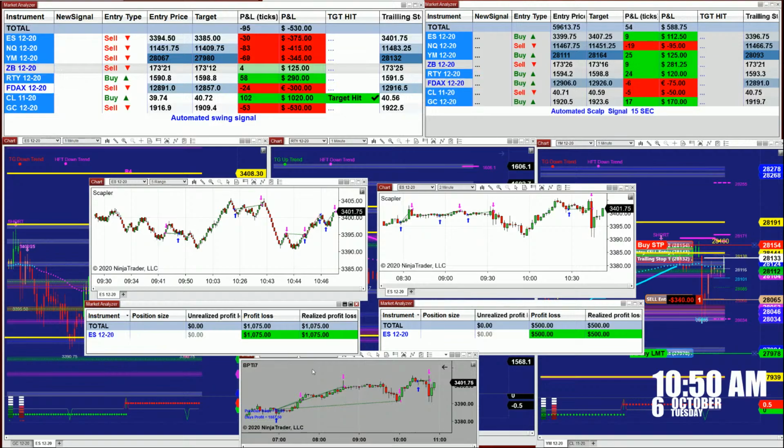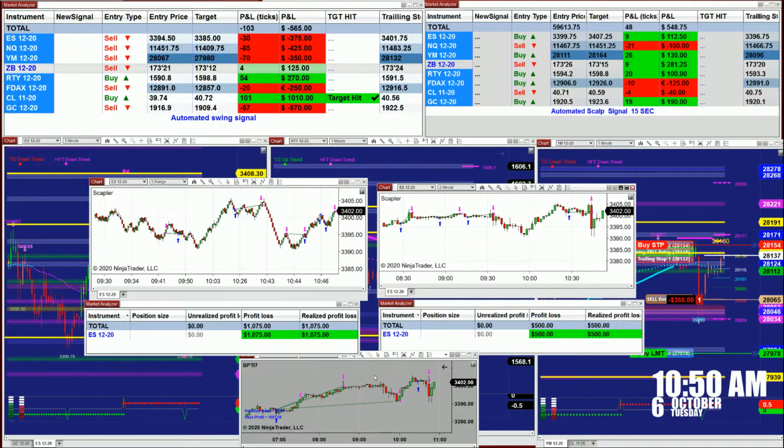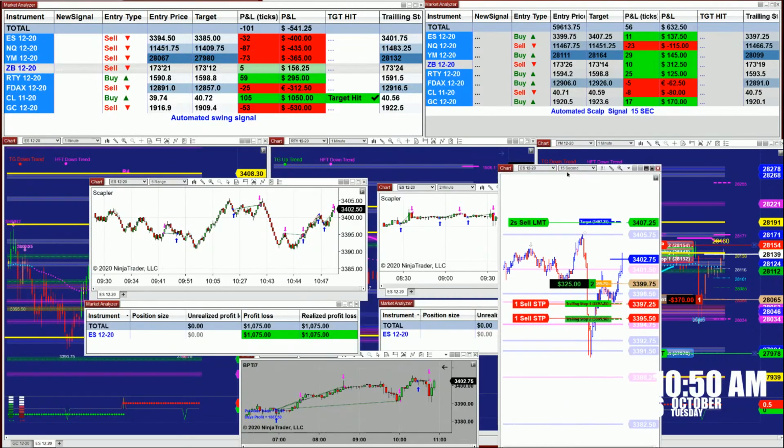So now we start rebuilding and going back to the 1,300 level where we had before. On the 1 minute, I'm not expecting any more trades. The 4 minutes is not taking any trades. The scalpers start picking up some trades. And there we go, because we had a little movement.